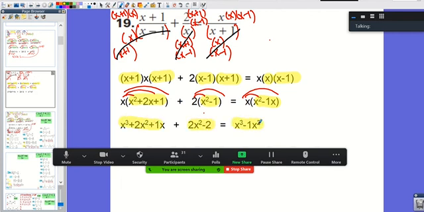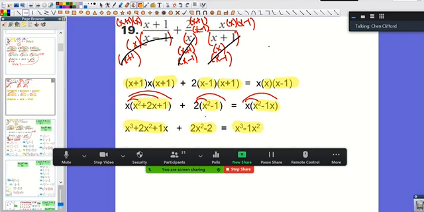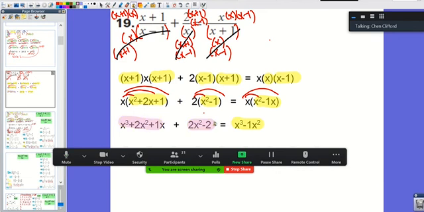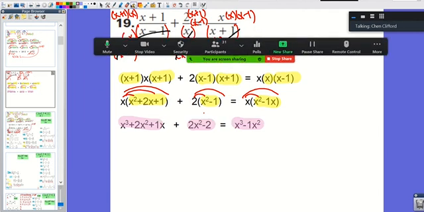Boom, boom. After distributing, I'll make those pink because the distributions were red. After you distribute here, you get the red on bottom. Now, by the way, well, let's go ahead and just continue. Now you just combine like terms and move stuff over to one side.